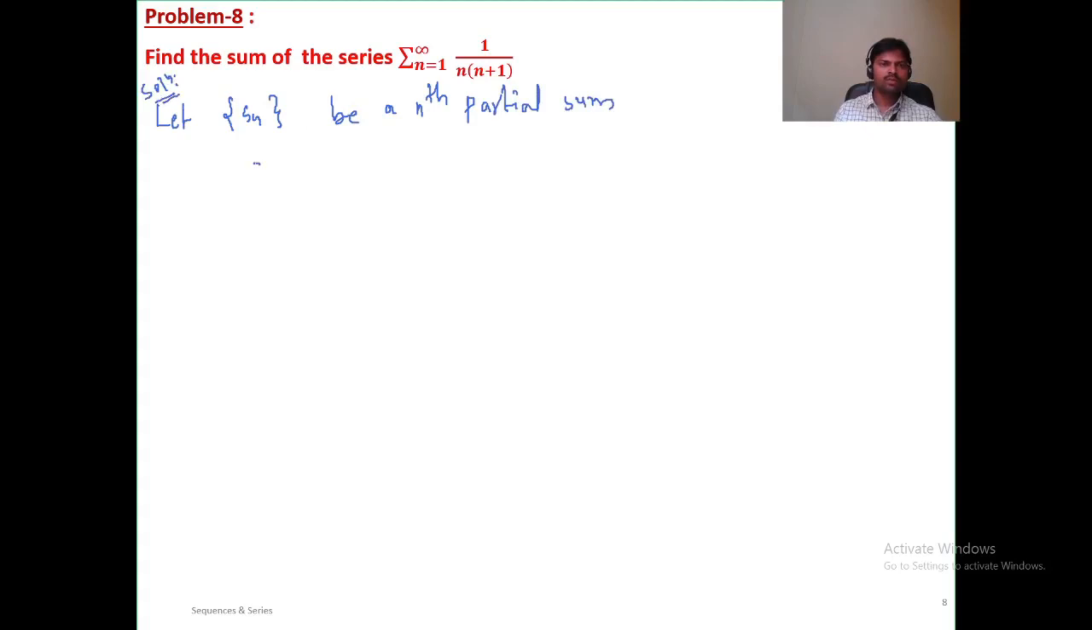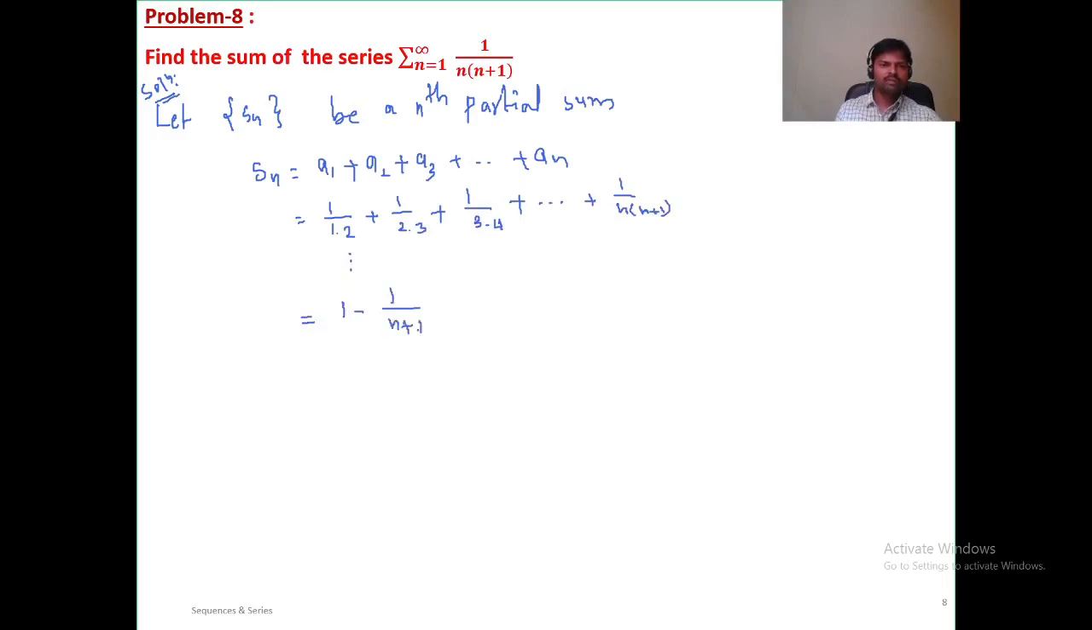Nth partial sum. Therefore, what is Sn now? Sum of first n terms. Let's say a1 plus a2 plus up to so on an, and is nothing but 1 upon 1 into 2 plus 1 upon 2 into 3 plus 1 upon 3 into 4, plus up to so on plus 1 upon n into n plus 1. We simplify this. Already I did just now. Direct I'm writing. So 1 minus 1 by n plus 1 I will get. So this is Sn.